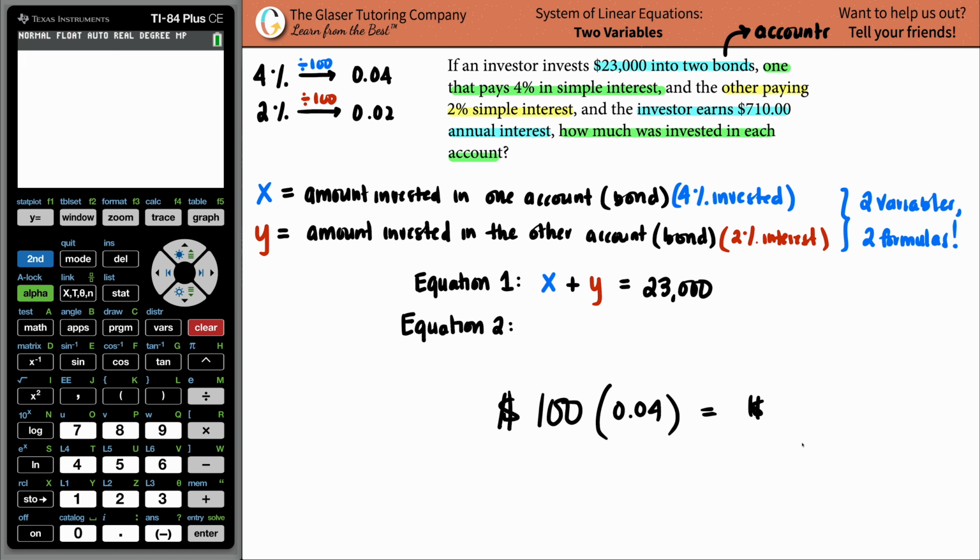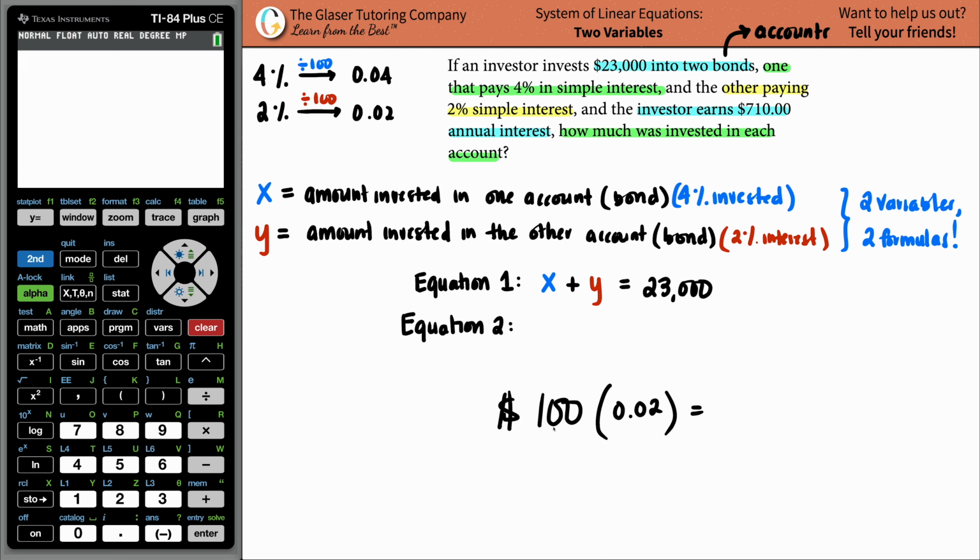And the same thing with the 2% interest. If you times this by the 0.02, that means that you got $2 extra. So your total in that account now is $102. But notice here, if you want to find out how much you're actually making, we have to take our invested amount and times it by those rates, the 2% or the 4% in their decimal form.